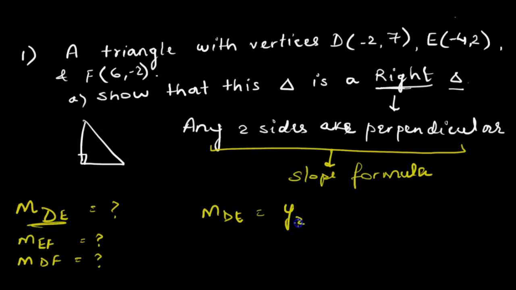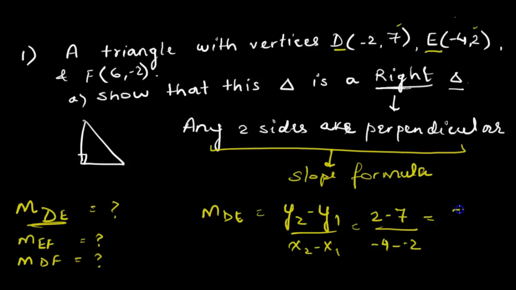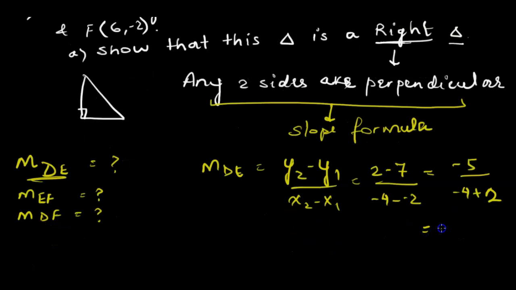We know the slope formula is y2 minus y1 over x2 minus x1. Since we are finding the slope of DE, we take E as x2, y2. So y2 minus y1 is 2 minus 7 over negative 4 minus negative 2, which equals negative 5 over negative 4 plus 2, that is negative 5 over negative 2. Negative and negative cancel out. Therefore, the slope of DE is equal to 5 over 2.